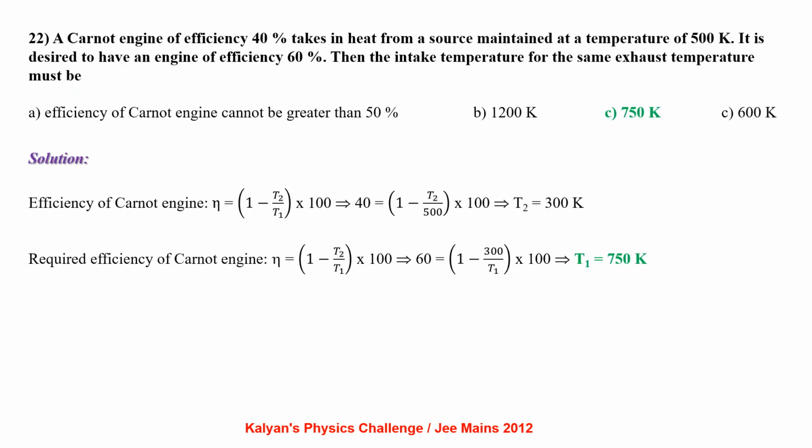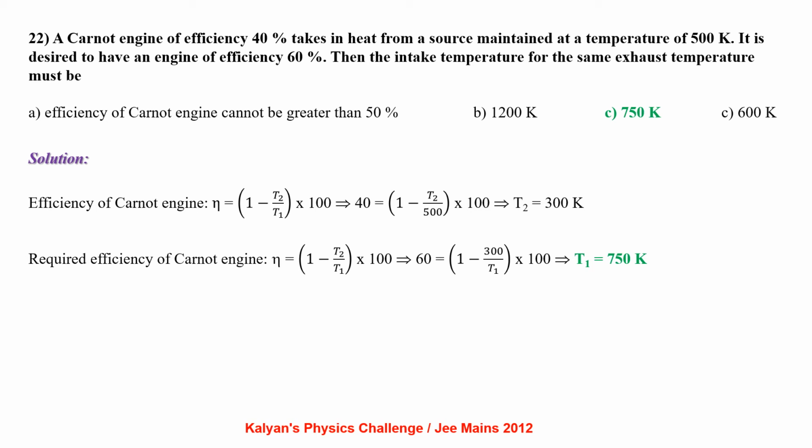A Carnot engine of efficiency 40% takes in heat from a source maintained at a temperature of 500 Kelvin. It is desired to have an engine of efficiency 60%. Then the intake temperature for the same exhaust temperature must be: efficiency of Carnot engine eta equals (1 minus T2 by T1) × 100, that is 40 = (1 minus T2 by 500) × 100, which gives us T2 as 300 Kelvin.